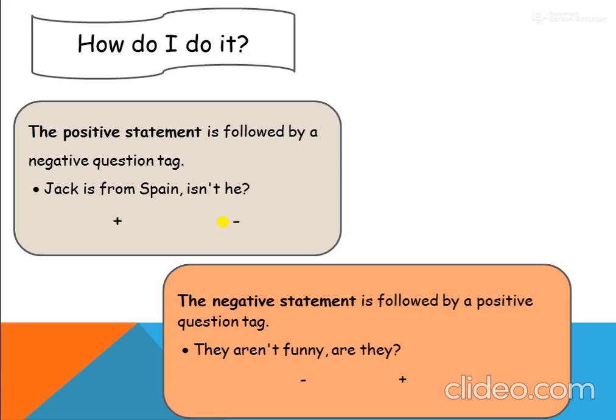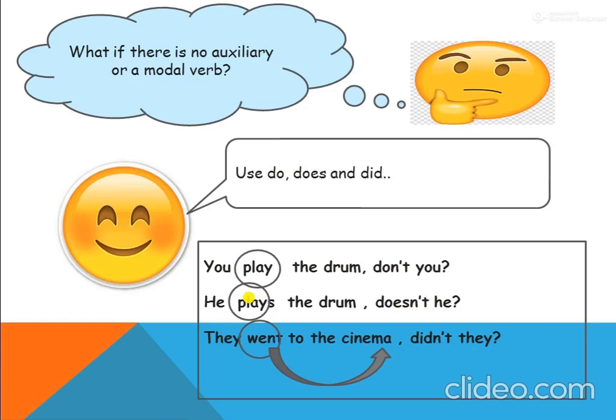The positive statement is followed by a negative question tag. Jack is from Spain, isn't he? So, Jack is from Spain is a positive statement, and it is followed with a negative question tag. Here, the negative statement is followed by a positive question tag. They aren't funny, are they? The negative statement here is followed with a positive question tag.